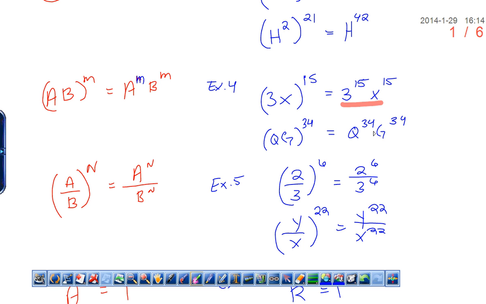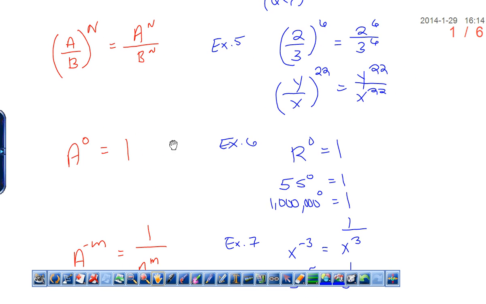Next thing is a quotient to a power. Same idea, we're still going to distribute, except we have a fraction here. It's called quotient to a power as opposed to product to a power because it's being divided instead of multiplied. The answer to a multiplication problem is a product. The answer to a division problem is a quotient. So we distribute, so 2 over 3 to the 6th gives us 2 to the 6th over 3 to the 6th. Same thing with y and x.